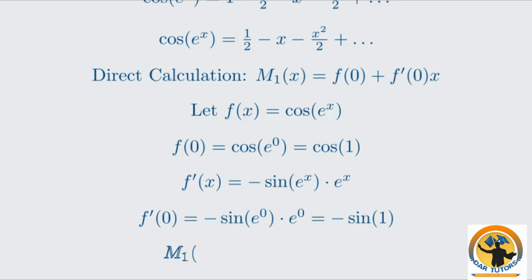Substituting these values into the formula for the Maclaurin polynomial, we get m sub 1 of x equals cos of 1 minus sin of 1 times x. This matches the approximation we were asked to show. This example demonstrates how to combine substitution with direct calculation to solve a multi-part problem.